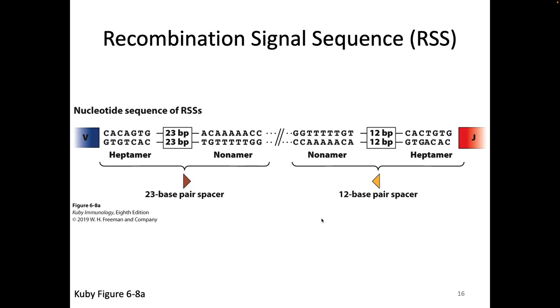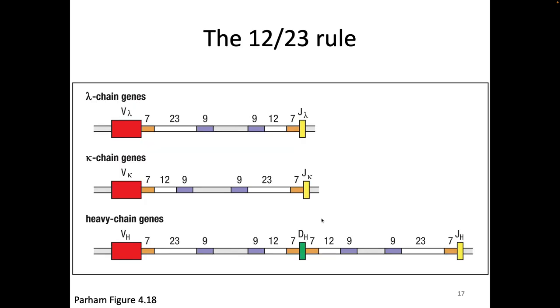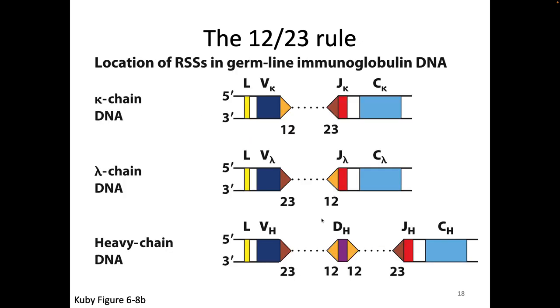But you will notice that this figure shows that there are two different kinds, the 23 base pair kind and the 12 base pair kind. And there is a rule about them. It is called the 12-23 rule. This is a figure from your textbook depicting the 12-23 rule. Your textbook doesn't always draw these as triangles. Here you can see the 7-23-9 that I'm depicting up there as a triangle, or the 7-12-9. I'm going to go back to this view from this other textbook, also for the 12-23 rule. Sections that are going to combine with each other have to have opposite types of RSSs. So if we look at this heavy chain shown here, the Vs have the 23 kind.